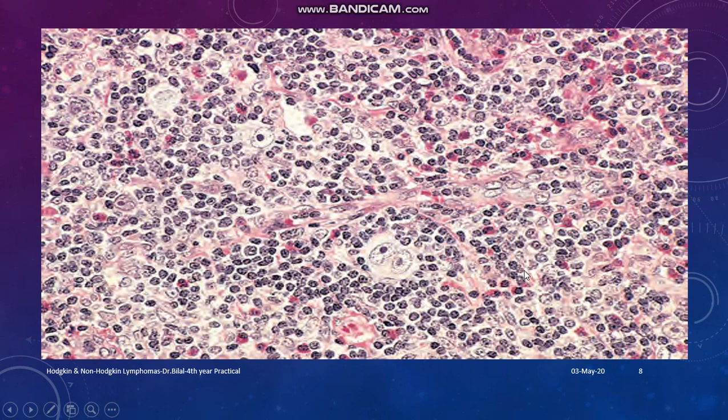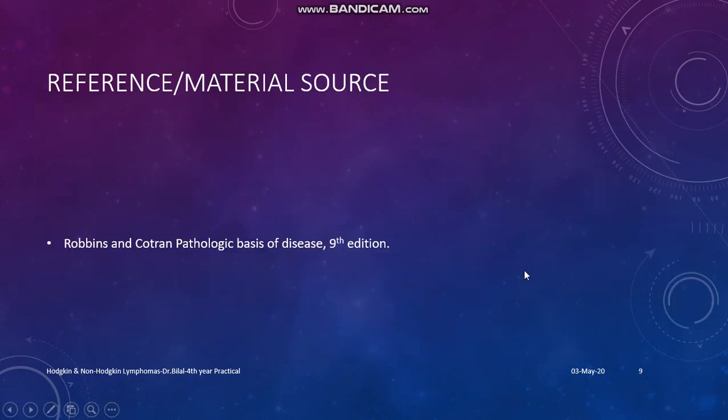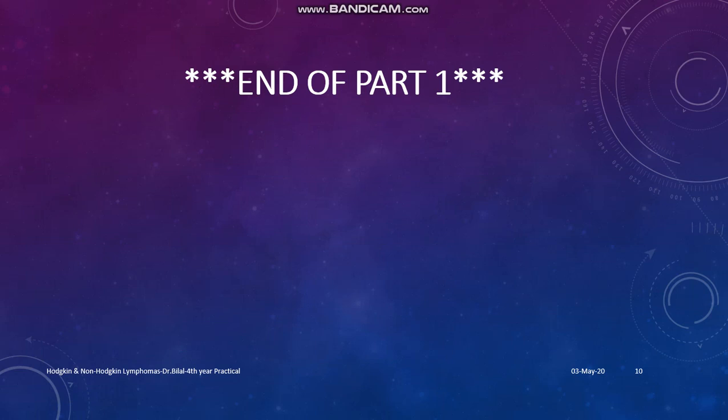So we have discussed different forms of RS cells. It wasn't possible to elaborate much, but these are the basics with respect to Hodgkin lymphoma. Try to remember these. This is the end of part 1.